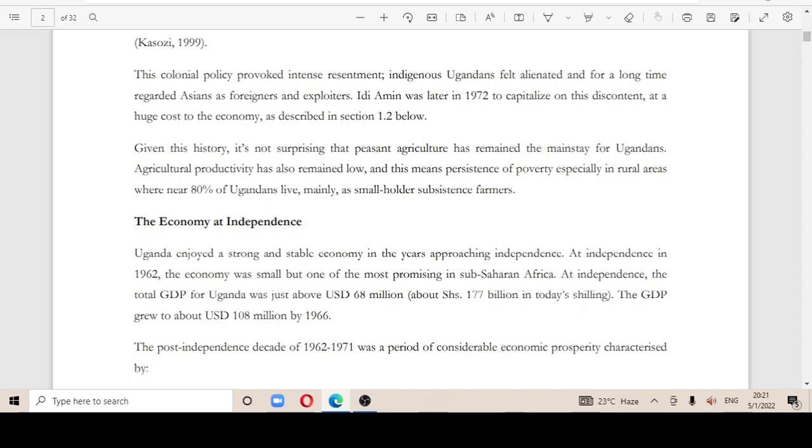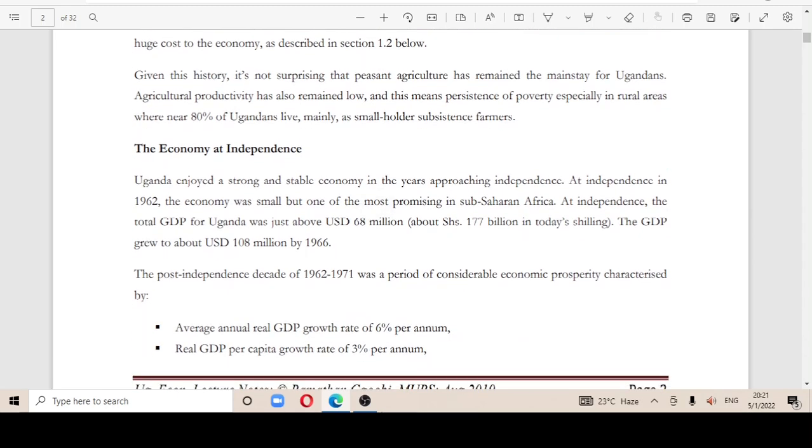Because Uganda celebrated its independence in 1962, Amin came in after 1962, because he took over power in around the 1970s. So with this, looking at the economy at independence, Uganda enjoyed a strong and stable economy in the years that were approaching independence.